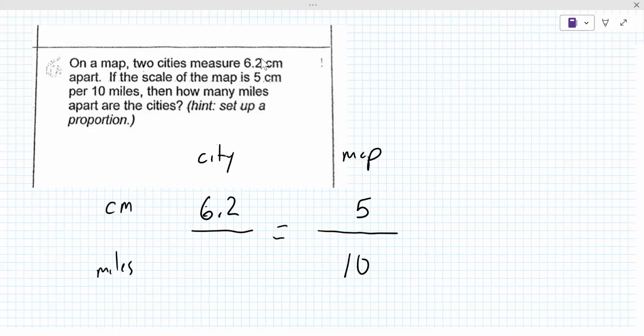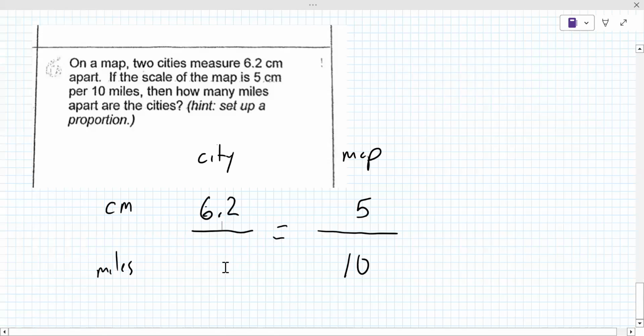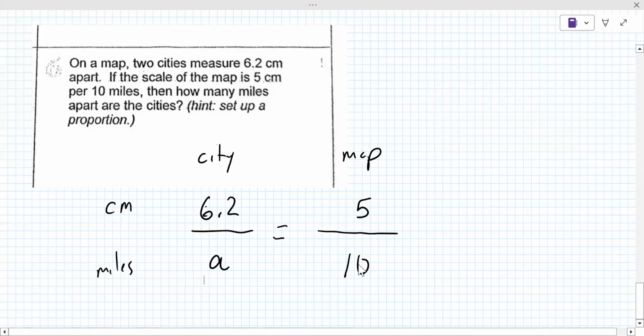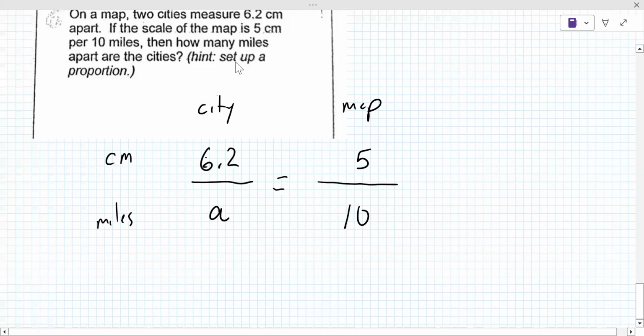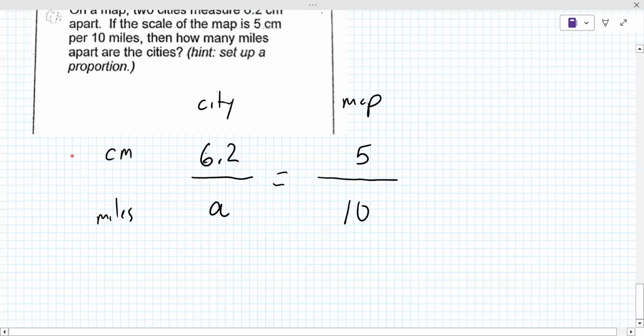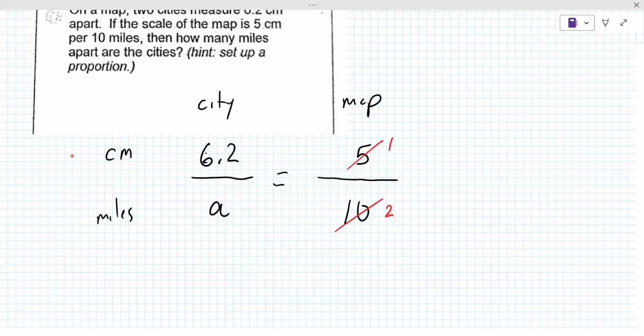So what did you want to call the variable down here? I was gonna do A. Okay, A is great. Can you pre-reduce over here on the right? Yes. What can you do to pre-reduce? Divide 1 by 5 and 1 by 5. So it becomes 1 and 2. Good. So I want you to finish the problem from here. Cross multiply and get your value.